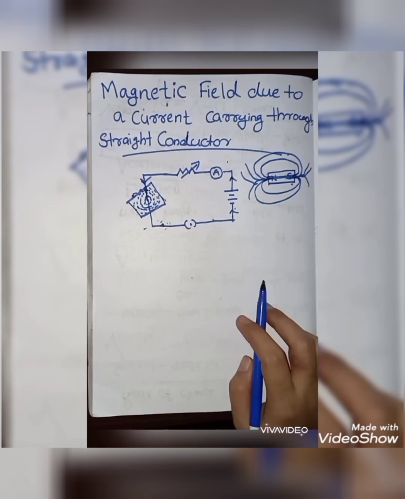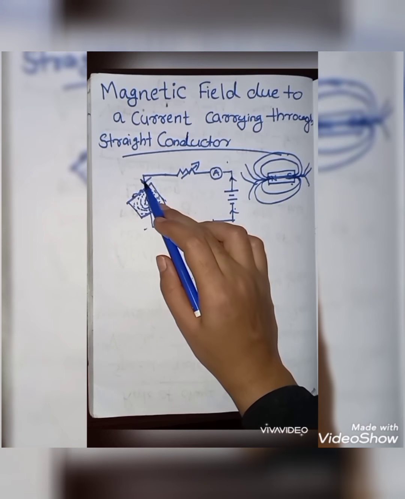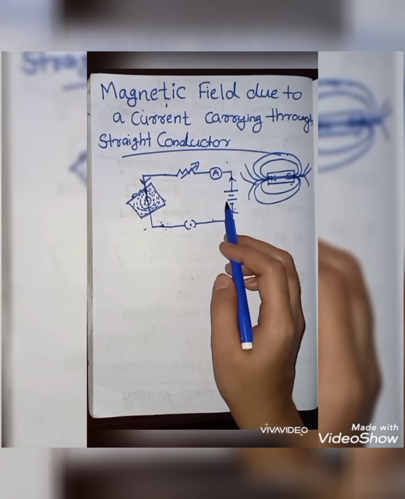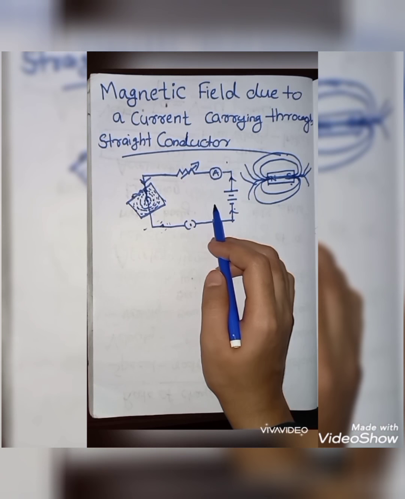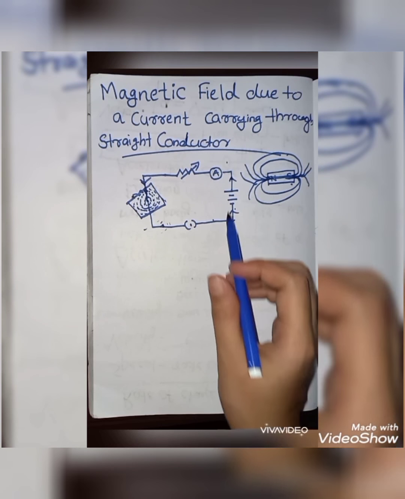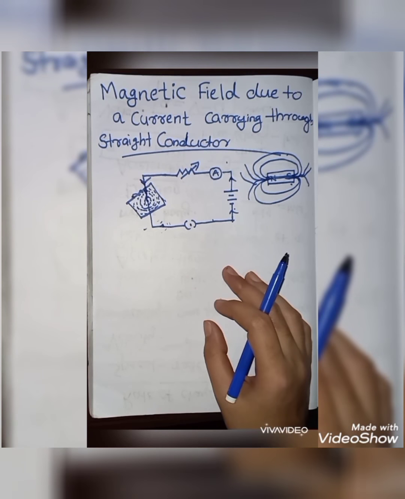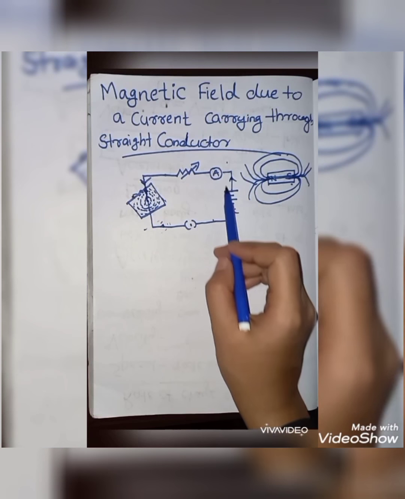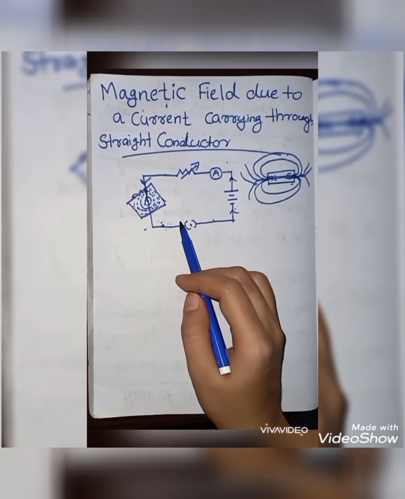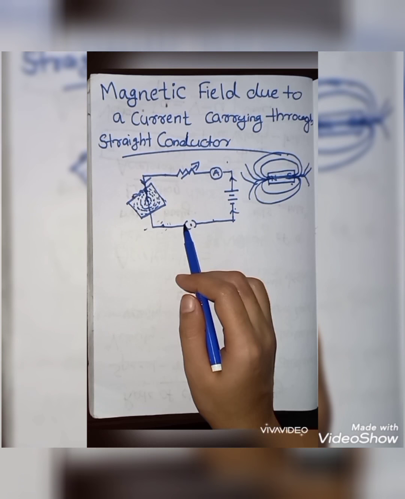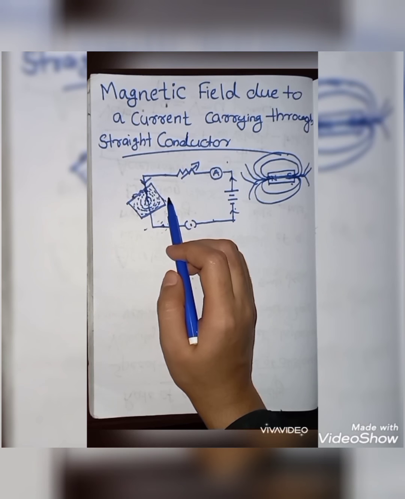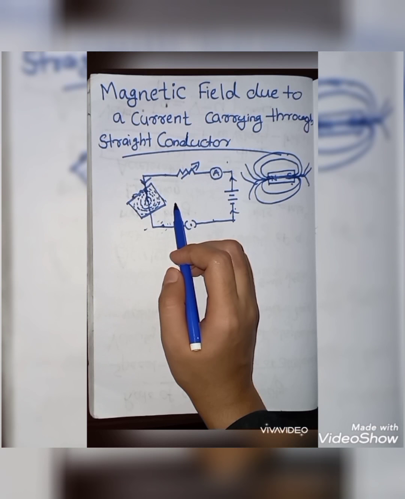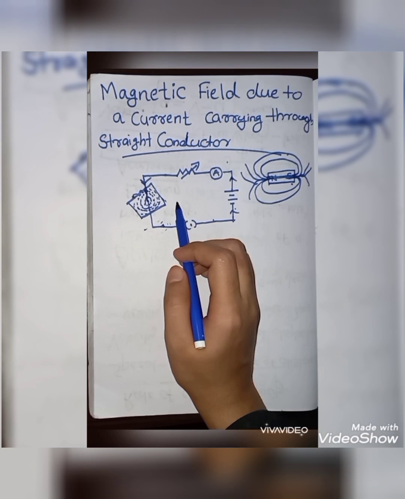Hope you understand this. There is another point: as the current through the wire increases, the magnetic field produced also increases. So what are the factors that increase the magnetic field? The magnetic field becomes stronger when more current flows through the wire. And another factor is, as the distance increases, the magnetic field produced by a given current in the conductor decreases. These are the two points.